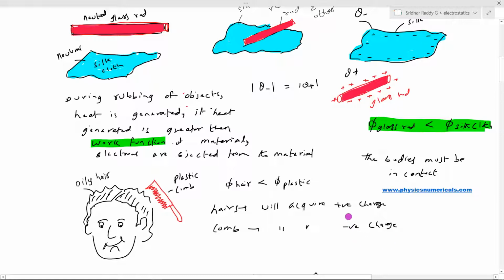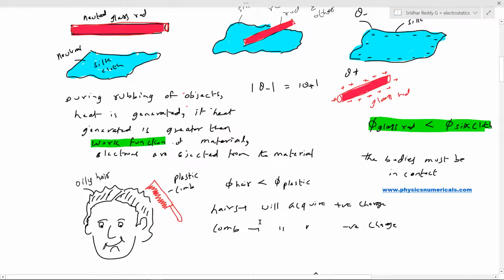Fine. So when two bodies are rubbed against each other, which body will acquire positive charge and which will acquire negative charge? I think it depends upon the work function of the material. Okay, that's the basic idea about how to produce charge by friction.